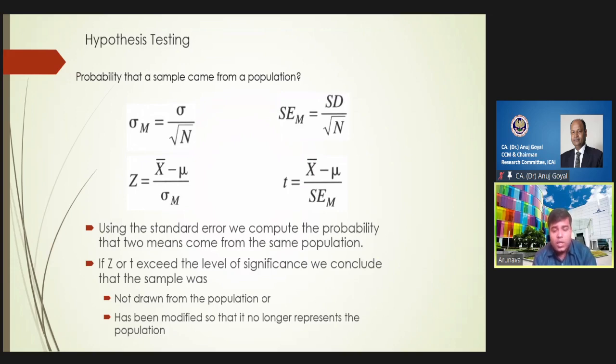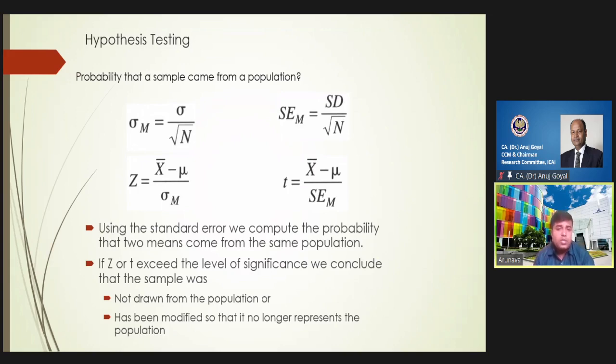Using the standard error. I hope all of you understand the concept of standard error. What is a standard error? If not, you can write in the comment box and I will explain. Otherwise, we are moving ahead. We compute the probability that two means are coming from the same population, that is, whether the sample is a representation of the population or not. And we have different statistics. One is the Z statistic, one is the T statistic.